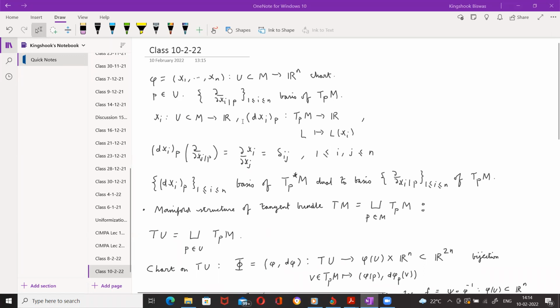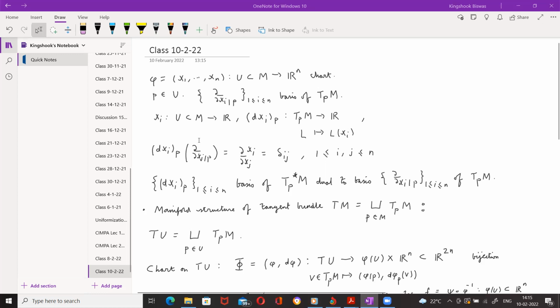So their derivatives dxi at P will be linear maps from TPM to R, right? And what is the linear map? Elements of TPM are derivations. They act on functions, germs of functions near P. And so a derivation L will map to L of xi, right? This is how the derivative of a function on a manifold was defined.